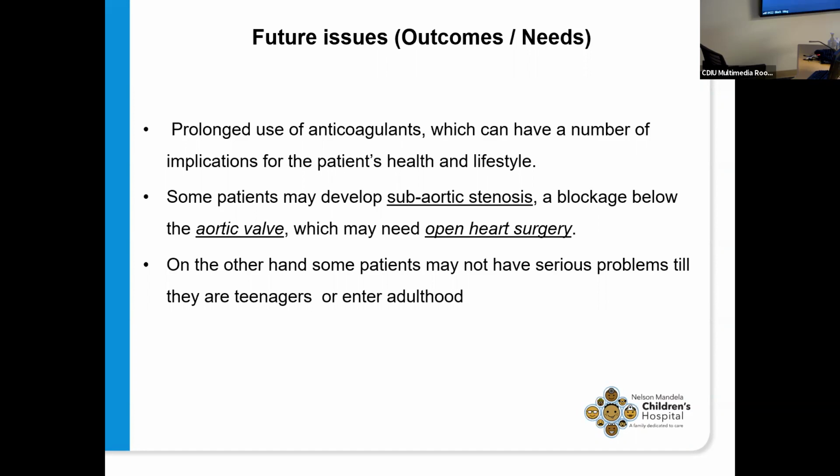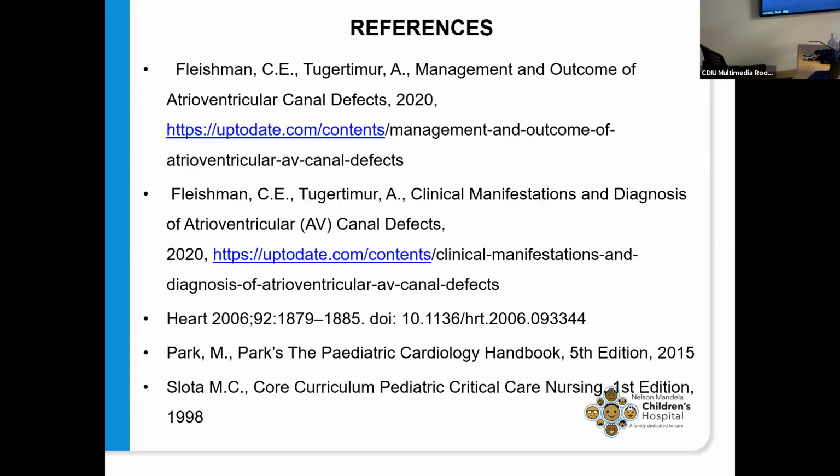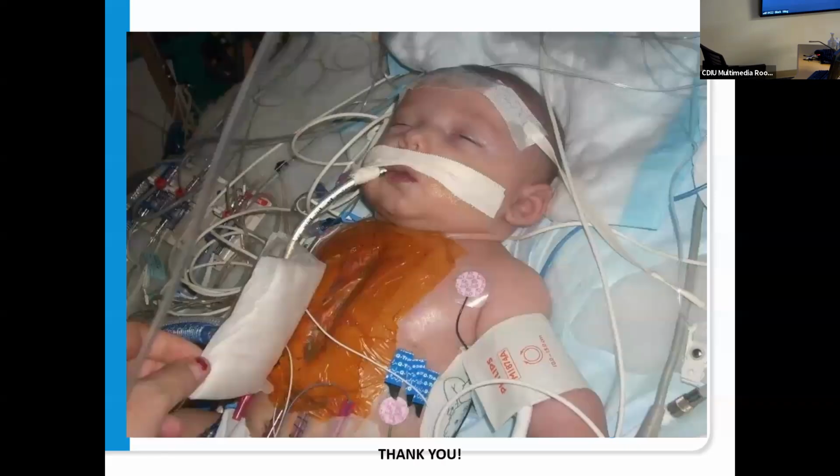And then on the other hand, some of these patients may not have serious problems. They might grow normally with effective support from the healthcare givers until they are at about their teenage years or they enter adulthood. And these are our references. Thank you. This is our chart that shows an open heart surgery. And as you can see, it is complex and it can be a trauma to the parents. Thank you.